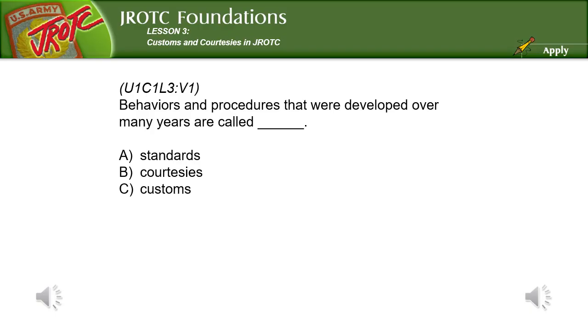Behaviors and procedures that were developed over many years are called blank. Is it A, standards, B, courtesies, or C, customs? The answer is C, customs.